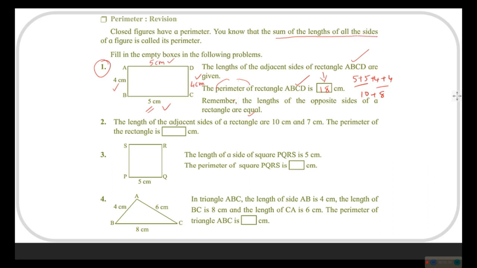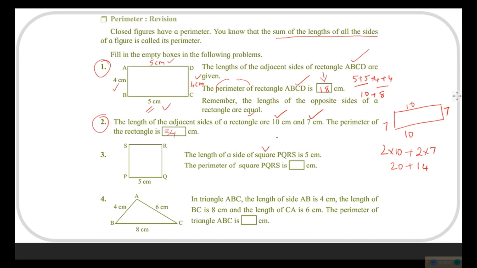Okay, my dear students, the second one: the lengths of adjacent sides of a rectangle are 10 centimeter and 7 centimeter. Find the perimeter of the rectangle. The figure is given, but there is no need of a figure; we can simply draw one and do it better. It's a rectangle, 10 centimeter and 7 centimeter, not drawn by measure. So we know this also will be 10, this also will be 7. So 2 times 10, which are the lengths, plus 2 times 7, which are the breadths. This is equal to 20, and this is equal to 14, and we write 34 centimeter.